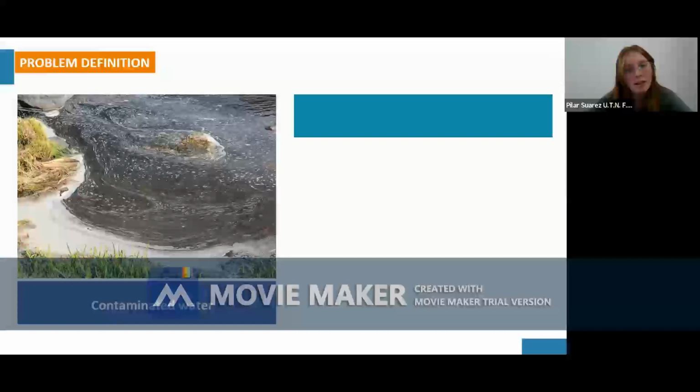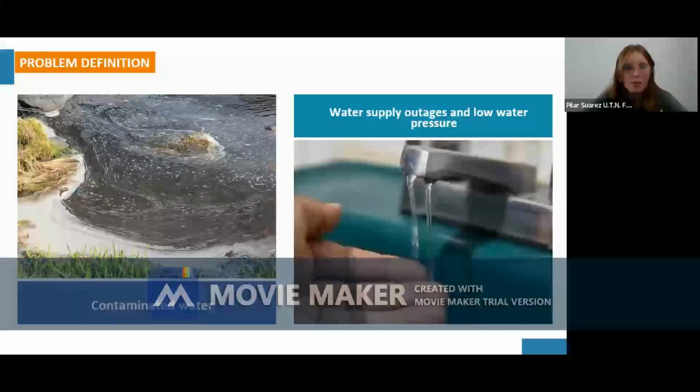The consequences are the reduction in the quality of the water, and the contamination due to the untreated water that enters into the water system.